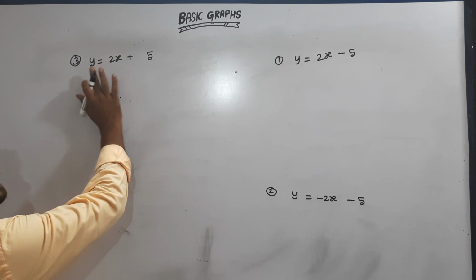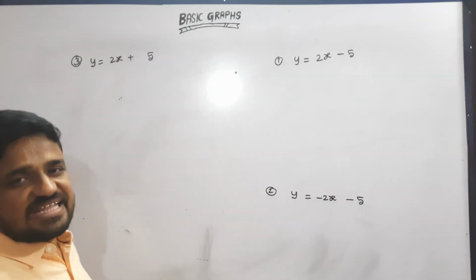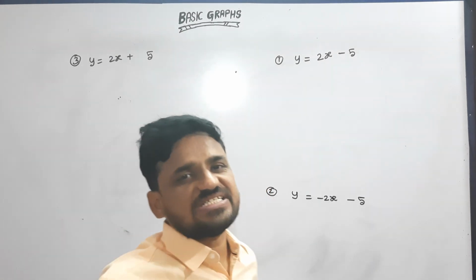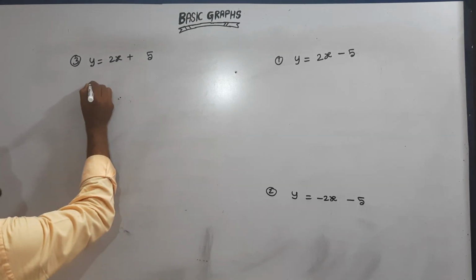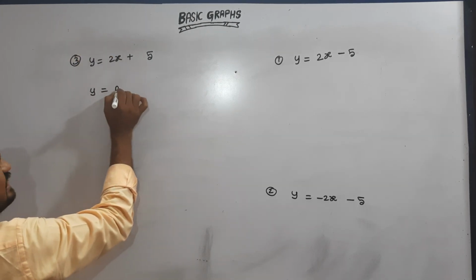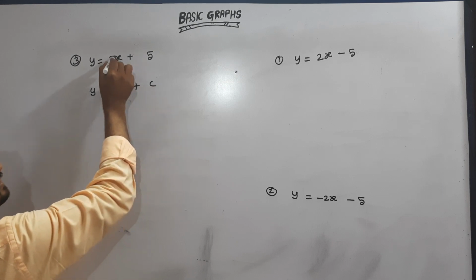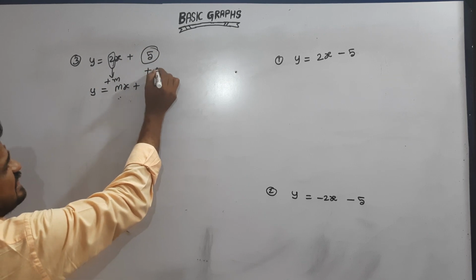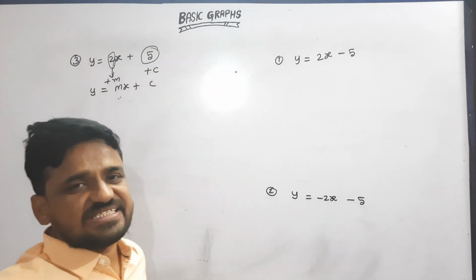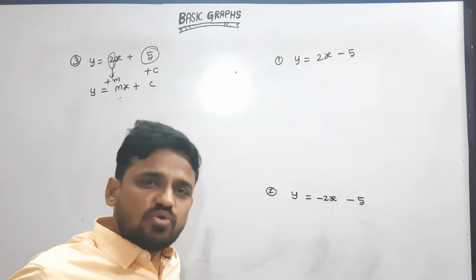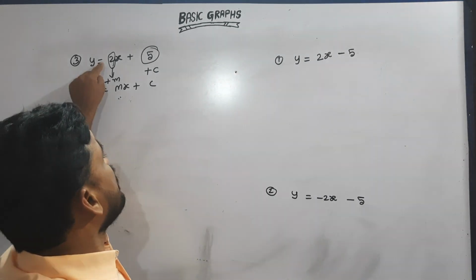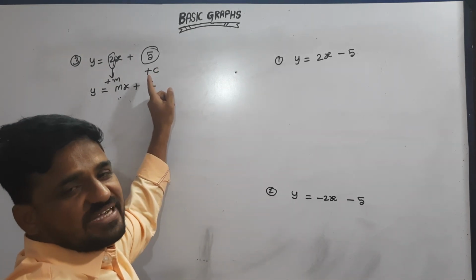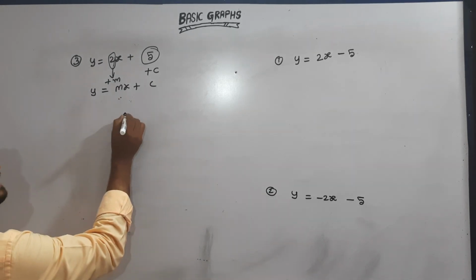See here, it is like y equal to mx plus c. The equation is like y equal to mx plus c, which means the graph is a straight line. Here the slope is positive and the line intersects the positive y-axis. That equation represents a positive slope of value 2, tan theta value 2, and it intersects the positive y-axis at 5.